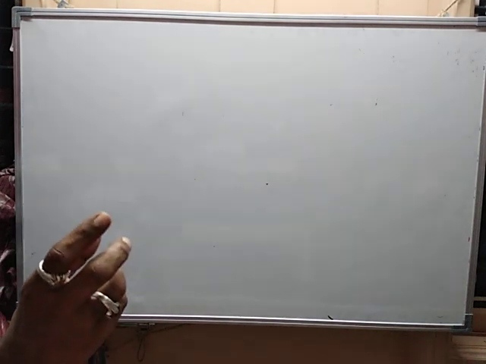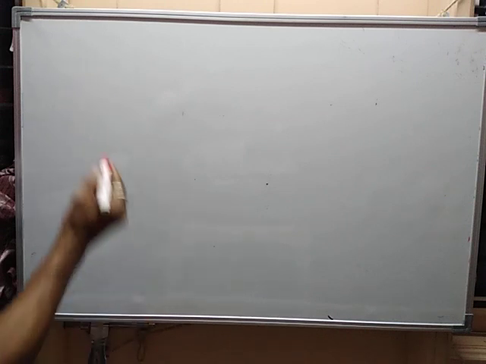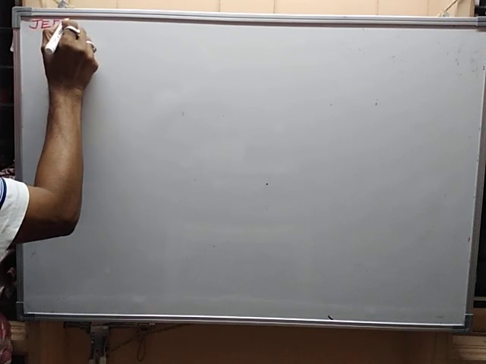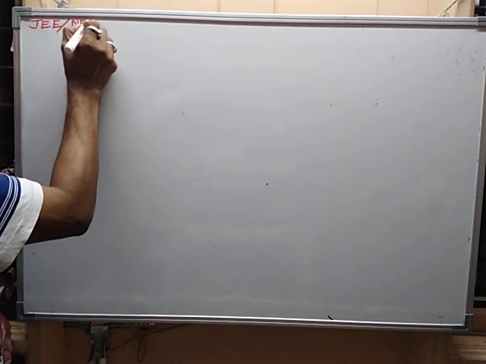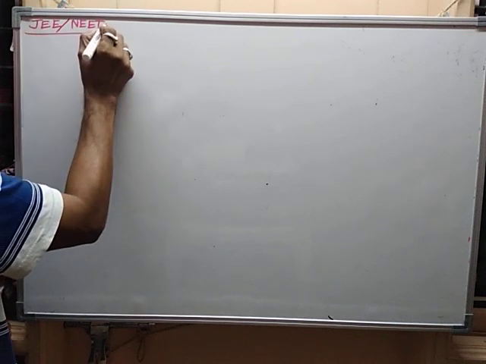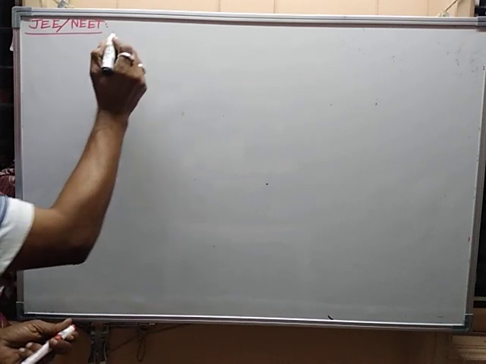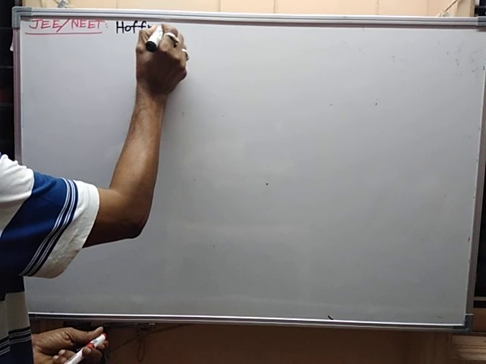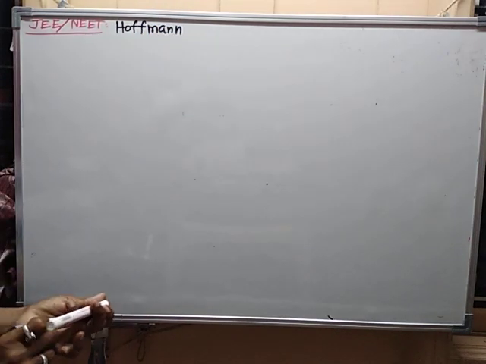Now this class is about NEET and JEE orientation, towards an important and frequently asked preparation method of primary amine from amide, that is Hofmann bromamide degradation. So this class is exclusively for competitive orientation, to expand the learning levels. And what is the reaction? This is Hofmann bromamide degradation.